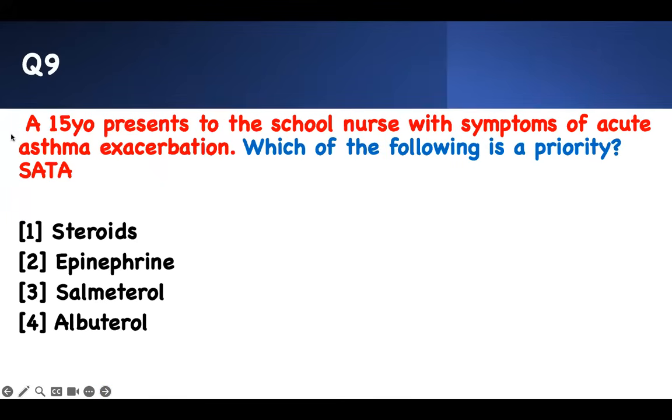9. This is a classic favorite. A 15-year-old presented to the school nurse with symptoms of an acute asthma exacerbation. Which of the following is a priority? When you have asthma, you need airways dilated. Look for a bronchodilator. But this is an acute asthma, right? Steroid is not the first line. Epinephrine is not the first line. Salmeterol, that's long acting, not the first line. Albuterol, yeah. This should make the kid feel better. His heart rate may go up though, but you have to watch that. But albuterol is the treatment of choice for acute asthma exacerbation.